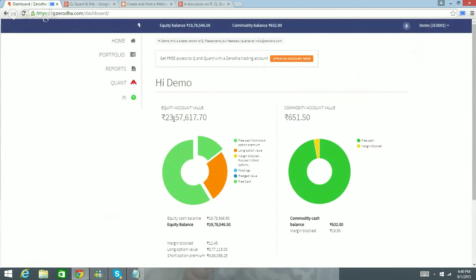So, like I was saying here, in this 23 lakh 57,617 is not this person's balance, because he has used 8 lakh 77. I mean, he's used money to write short options. The short option value is close to 4.9. So the actual equity account balance is basically just 19.78 lakhs.